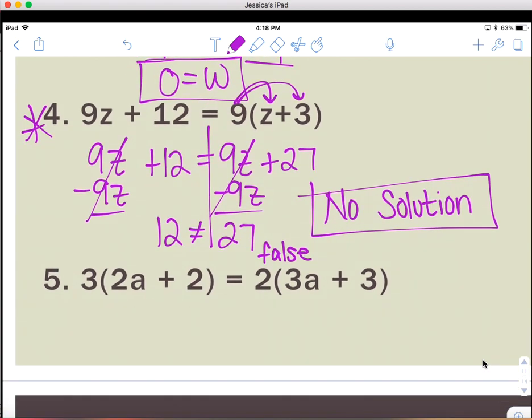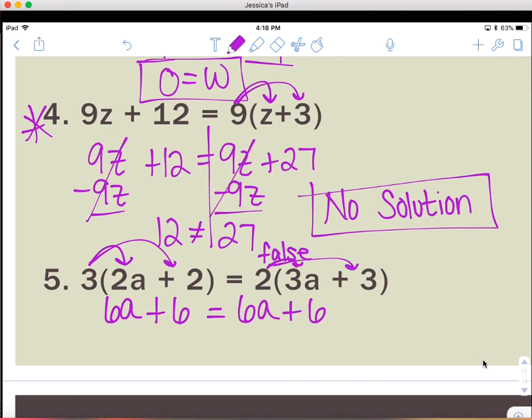Number 5. You have to distribute on both sides on number 5. So, on the left, 3 times 2a is 6a. 3 times 2 is 6. On the right, 2 times 3a is 6a, and 2 times 3 is 6. To get rid of my variables on both sides, I'm going to subtract 6a. And again, my variable cancels on both sides. This time, I'm left with 6 equals 6. This is a true statement.